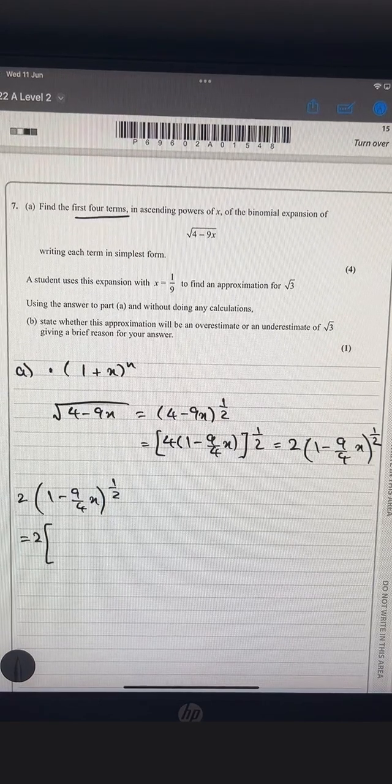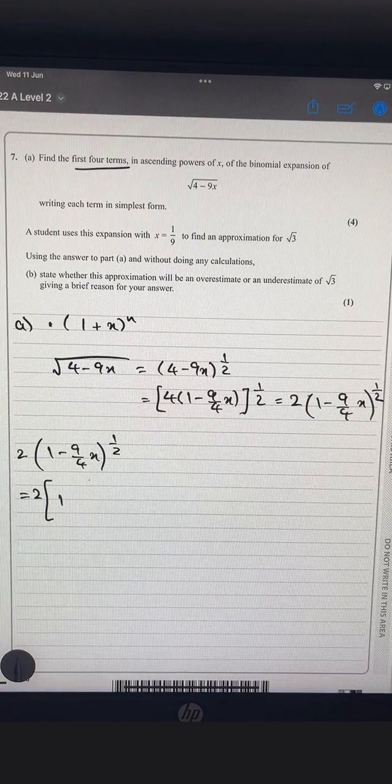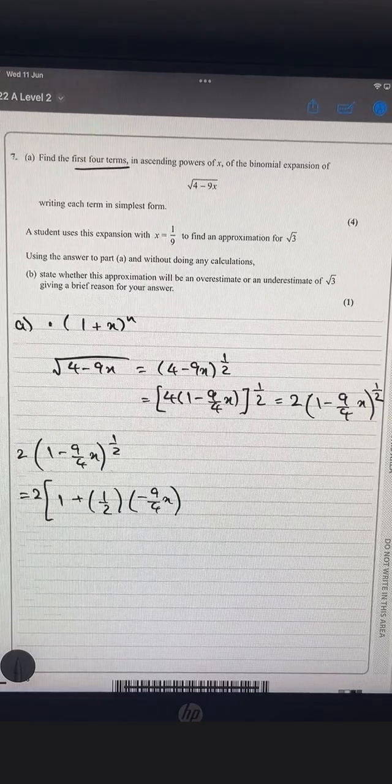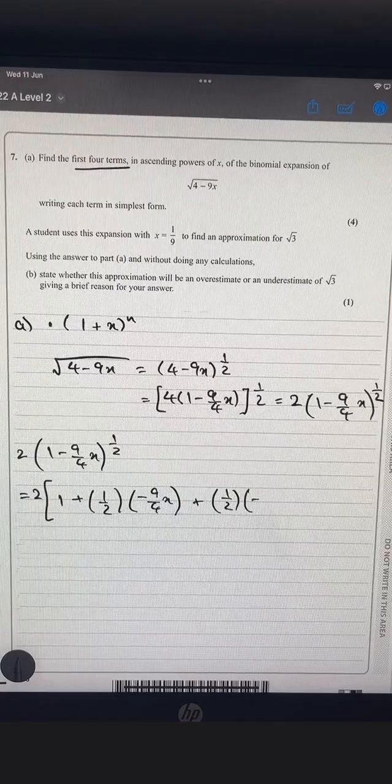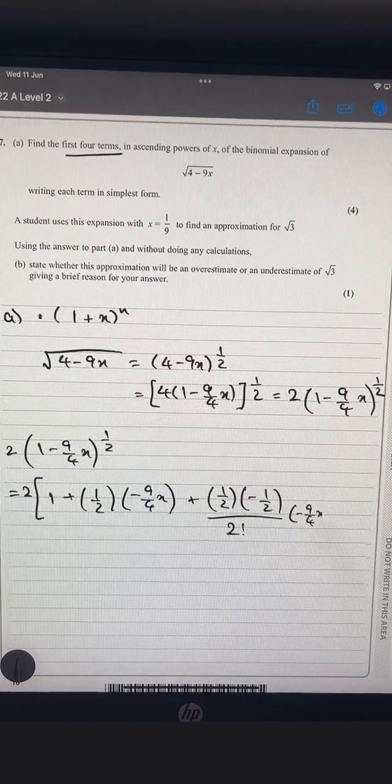Now I just sub into my formula. My formula tells me that the first term is just 1. Then I have plus nx. Well, n is a half and x is minus 9 over 4x. Remember the negative sign there? So that's plus a half times minus 9 over 4x. Then I have plus n, which is a half, times n minus 1, which is minus a half, over 2 factorial, and I'm doing minus 9 over 4x whole squared.